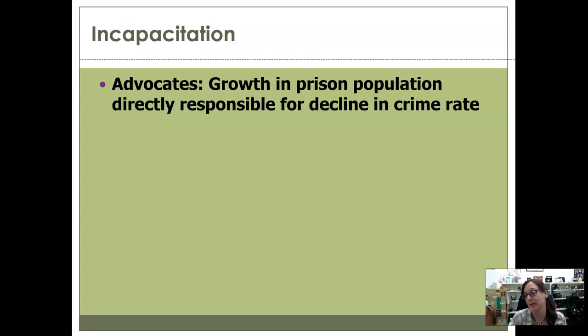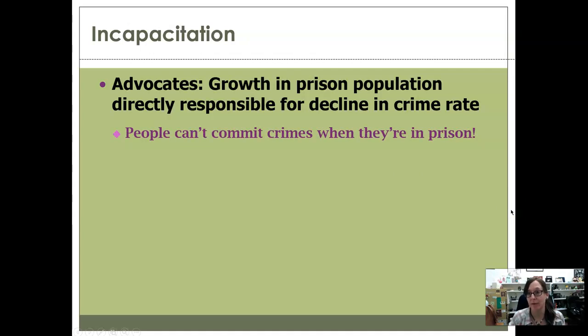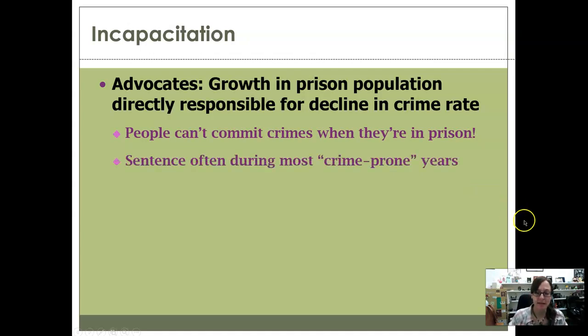So advocates of incapacitation basically show the growth in the prison population can be seen as directly responsible for the decline in the crime rate, because we've seen a decline since the early 90s. In general, most crime has been kind of on the decline. And so advocates of incapacitation say, well, it's because we're putting more people in prison for longer amounts of time, so there's less crime. Because essentially people can't commit crimes when they're in prison. Makes sense.